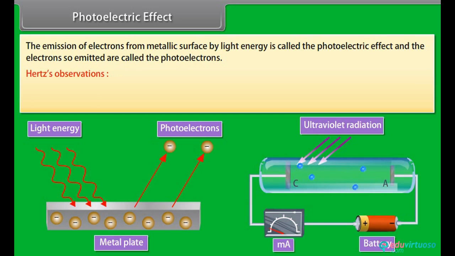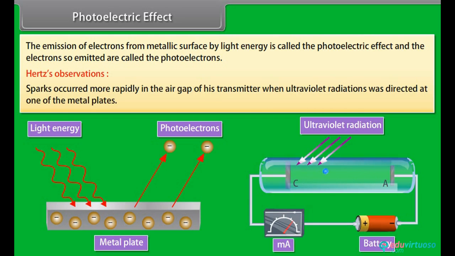Hertz observations. While performing an experiment for production of electromagnetic waves by means of spark discharge, Hertz observed that sparks occurred more rapidly in the air gap of his transmitter when ultraviolet radiation was directed at one of the metal plates. Hertz could not explain these observations, but other scientists did. They said that the cause was the emission of electrons from metal plate due to incidence of high-frequency light. This is photoelectric effect.